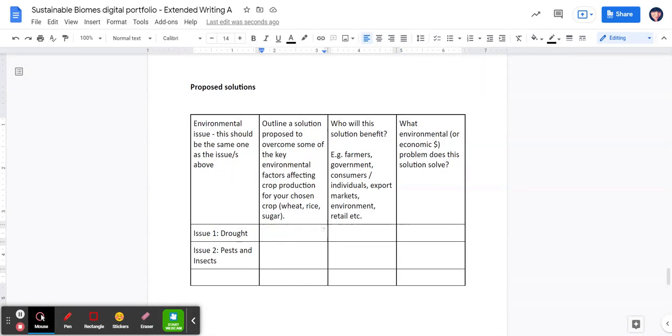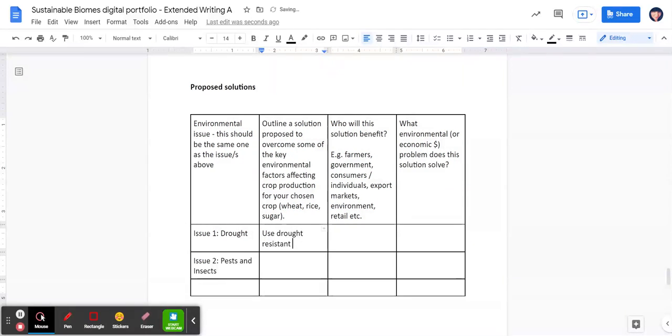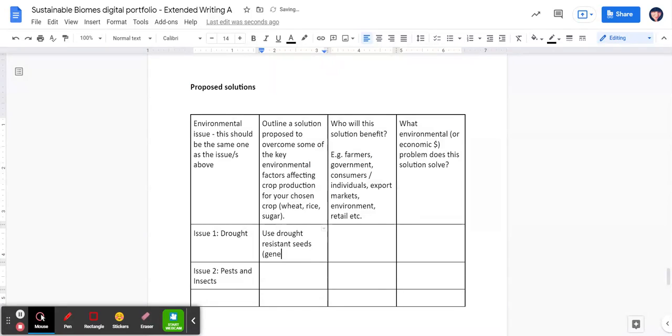For each particular section, you should outline what the solution could be, how, who will it benefit, and I've put some examples of that there, and what either environmental or economic problem does this solution solve. So, for example, to solve the problem of drought, a solution that already exists could be to use drought resistant seeds that are genetically engineered.